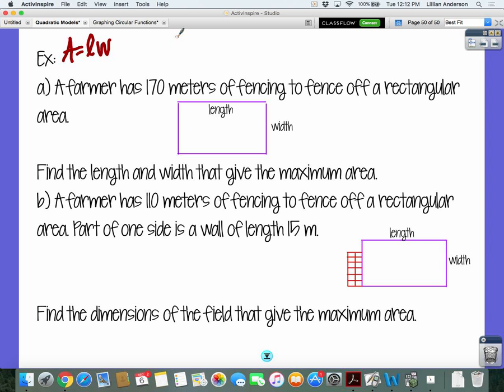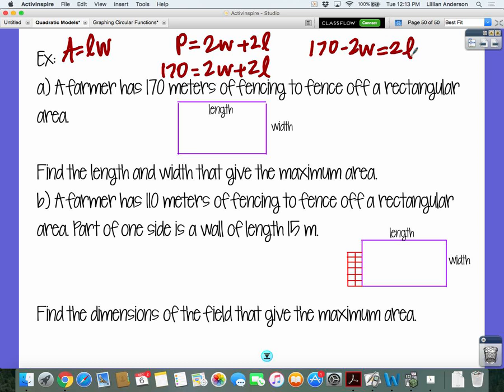It's the perimeter one. So this time, it's going to be 2W plus 2L because I don't have anything blocking off my rectangular area. What is going to be the P? 170. What variable do you want to solve for? L? Okay. Doesn't matter. So I'm going to subtract 2W, and then I'm going to divide everything by 2. What's 170 divided by 2? So I'm going to have 85 minus W equals L.